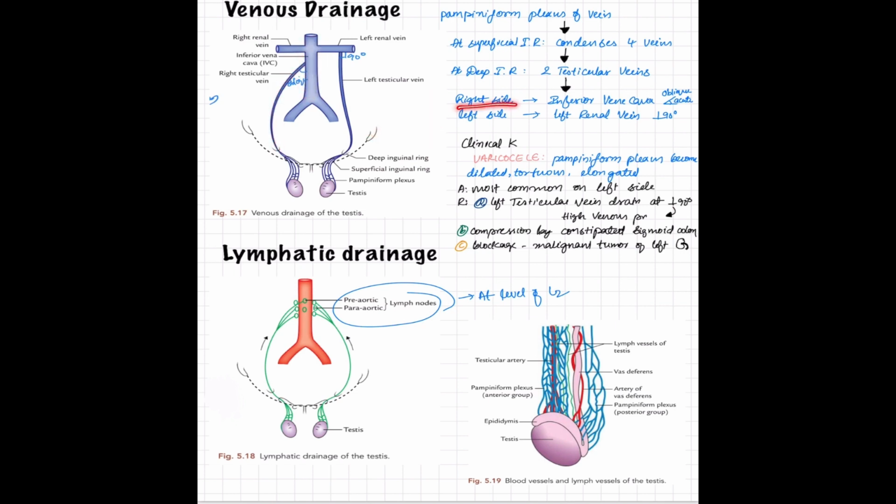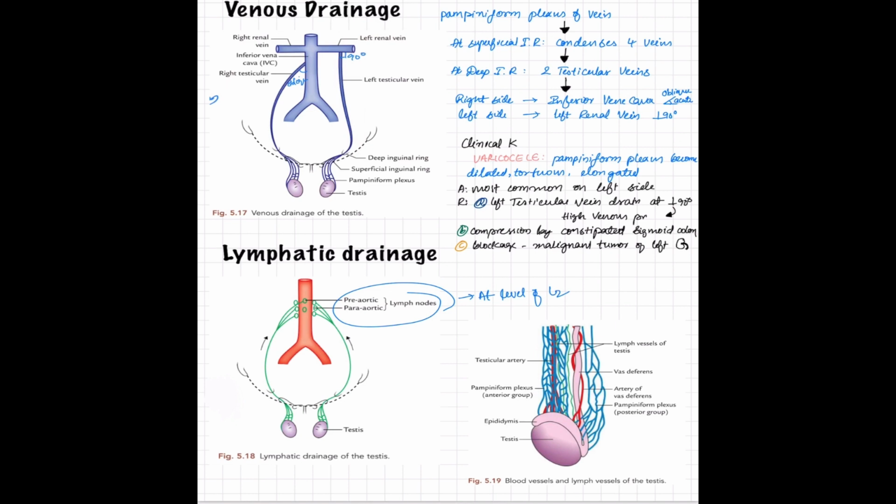You have to remember the testicular veins do not both drain into the same vessel; they drain differently. The right drains into the inferior vena cava and the left drains into the left renal vein. That is the most important thing. At the same time you have to know the angle at which it drains. On the right it drains obliquely at an acute angle, less than 90 degrees. But the left testicular vein drains at 90 degrees into the left renal vein.